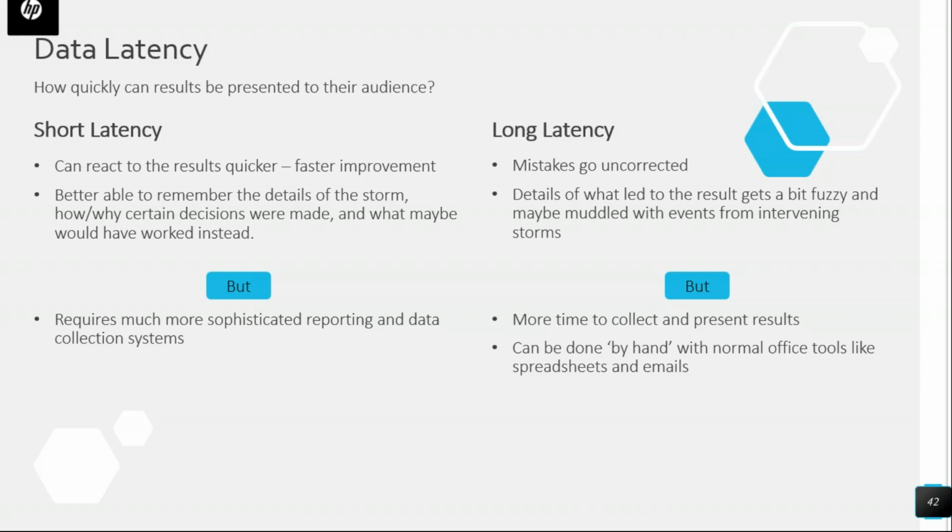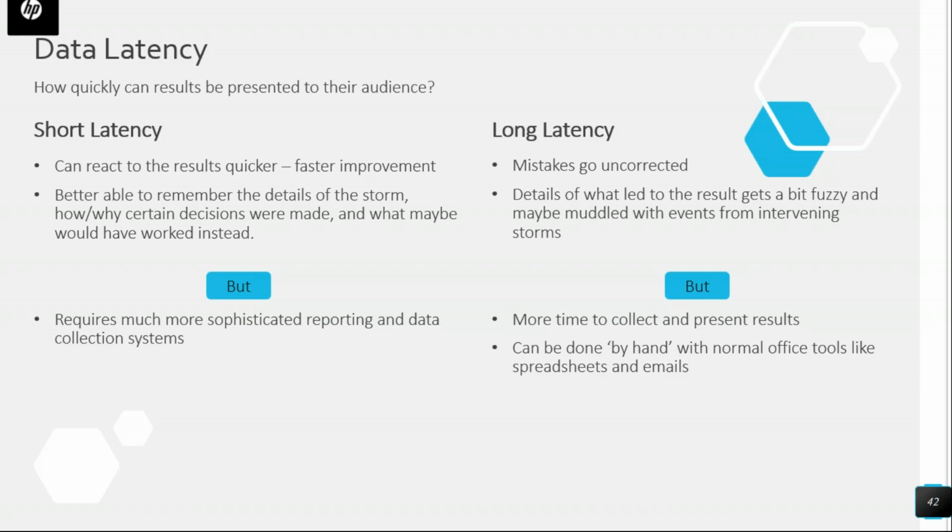You also are very able to remember the details of what actually happened. So why it was that certain decisions were made. Were there any other factors that maybe weren't considered? What might have worked instead? All those details are fresh in your mind because it just happened the other day, and you still remember that. The downside is that you, the data analyst, really have to be on top of things in order to get everything crunched out and presented for them in that short amount of time.